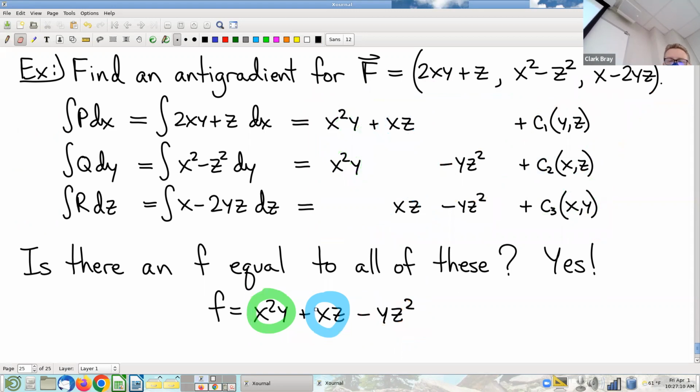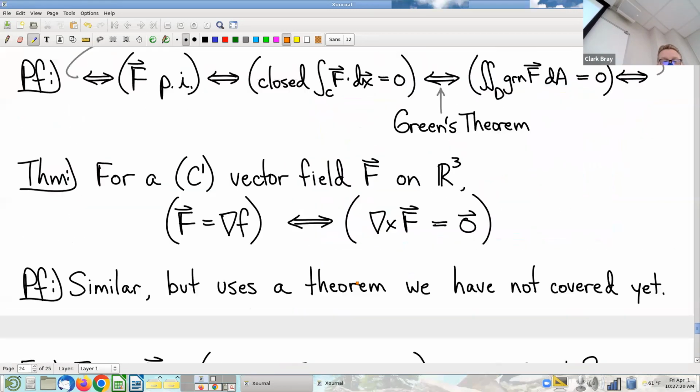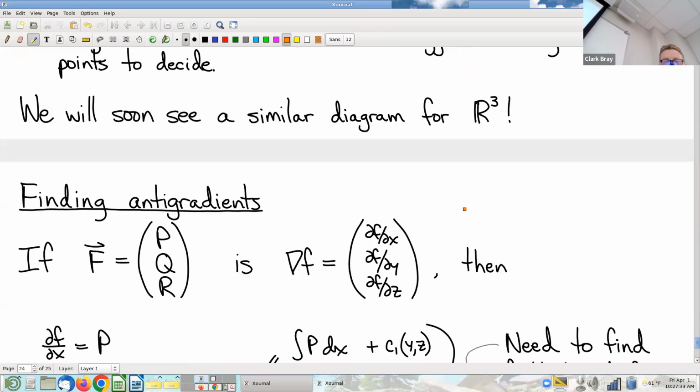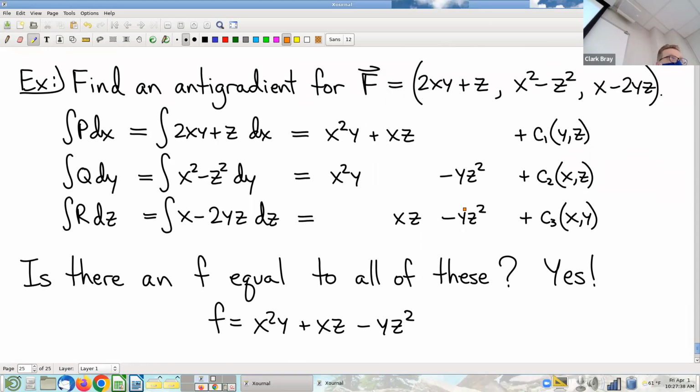Again, this doesn't always work because there are vector fields for which there are no antigradients, right? We already saw last time that whenever Green's operator is not zero, then there is no antigradient. So what'll happen there is you'll end up with a mix and match sort of game, can I make this work, that you just can't make work. It's just not possible. And when you realize you're playing a game where there's no way this is working, then there's your key.